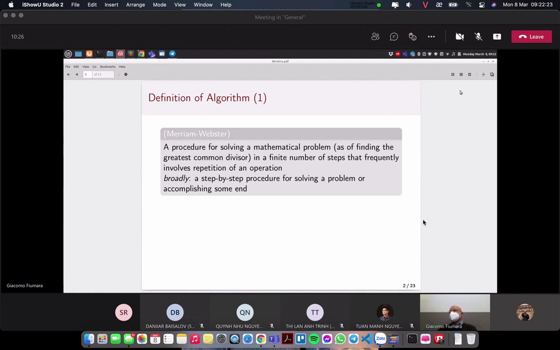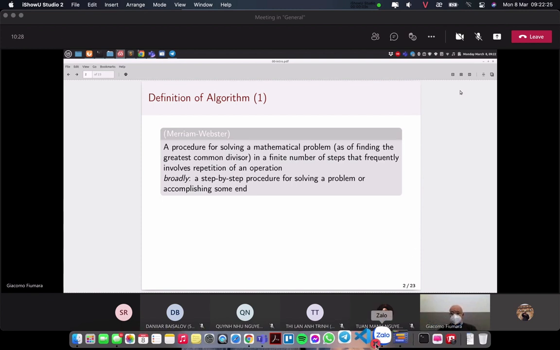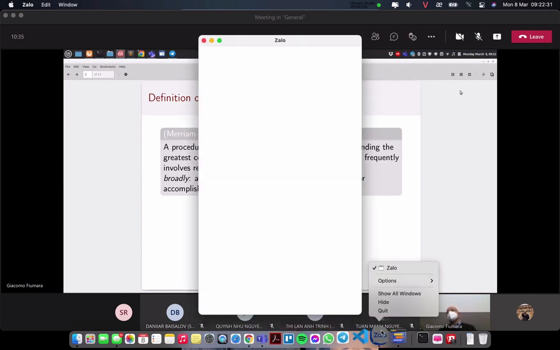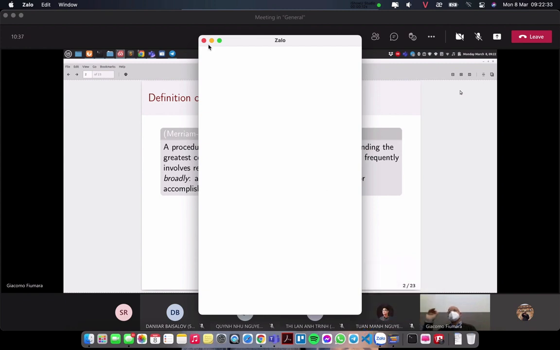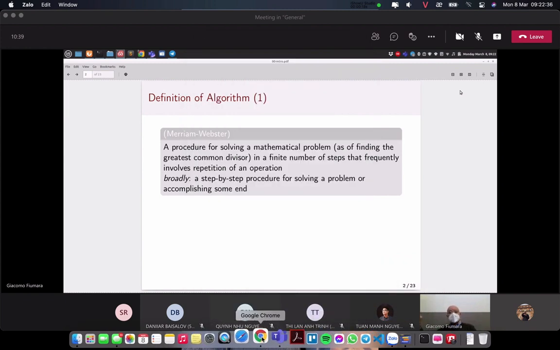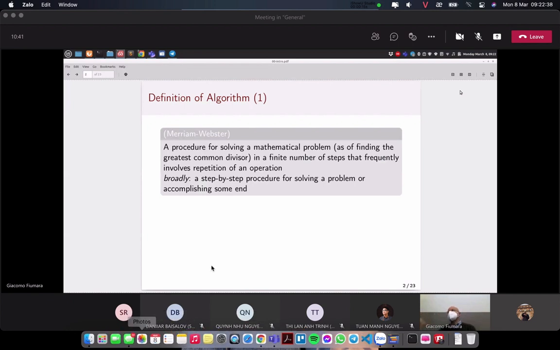Number of steps that frequently involves, and this is another important piece of information about the definition of algorithm, repetition of an operation. Broadly speaking, it's a step-by-step procedure for solving a problem or accomplishing some end.